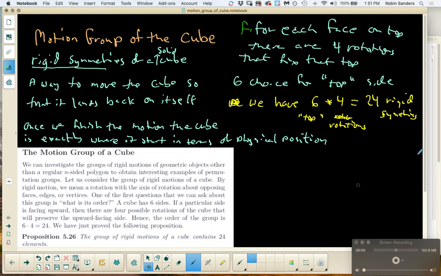That's essentially what the author has done when he starts this section, and he says a cube has 6 sides. In particular, if a particular side is facing upwards, there are 4 possible rotations of the cube that will preserve that upwards facing, and hence we have this many. So we have just proved this particular theorem.